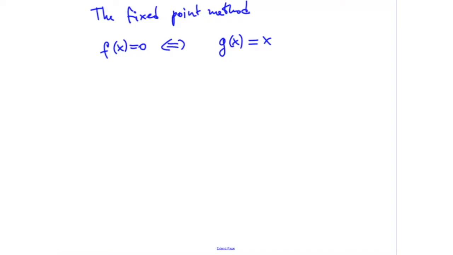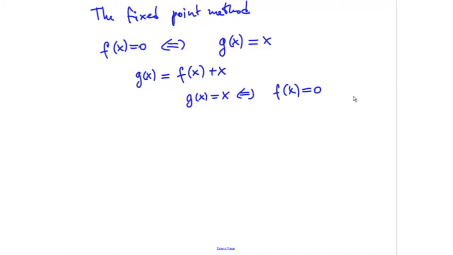For example, if I set g of x is equal to f of x plus x, then obviously if I solve the equation g of x is equal to x, it is the same as f of x is equal to 0. This typically is not the best way, of course, to obtain this function g, but this simple example shows that we can always transform an equation in this form into an equation in this form. So now we can focus on the equation g of x is equal to x instead of f of x is equal to 0.